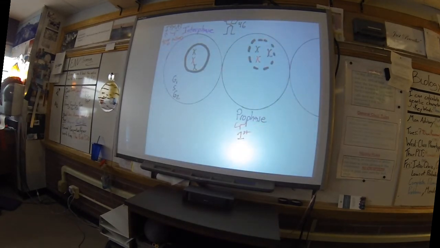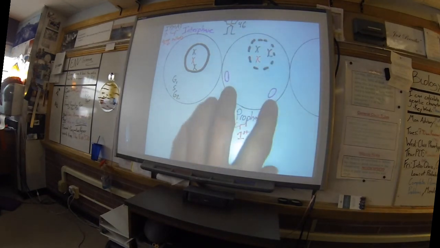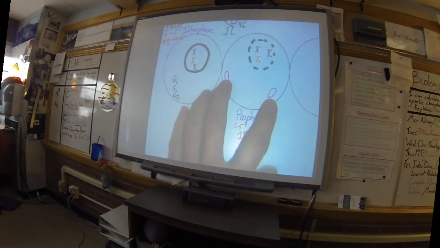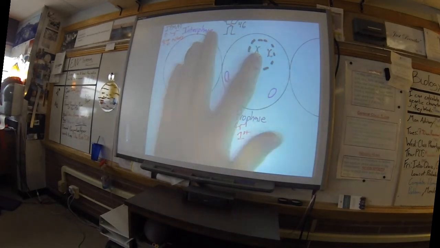Now, we also have these other things, these little alien-like structures. These little alien-like structures will go to opposite poles, and these are where our spindle fibers will come out. And these spindle fibers are like aliens. They're going to rip apart our DNA.